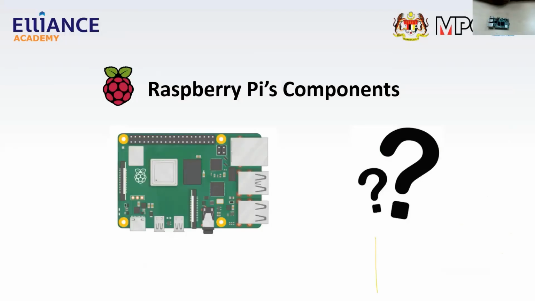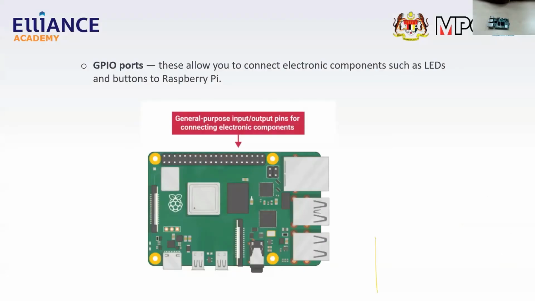Okay. Now let's take a look at some important components of the Raspberry Pi and their functions as well. The first one, we have the GPIO ports. These pins allow you to connect to any electronic components, such as LEDs and buttons, and even some sensors to connect to the Raspberry Pi. The connection is you simply connect the electronic components to the GPIO pins on the Raspberry Pi. So these are the pins here, a row of pins.